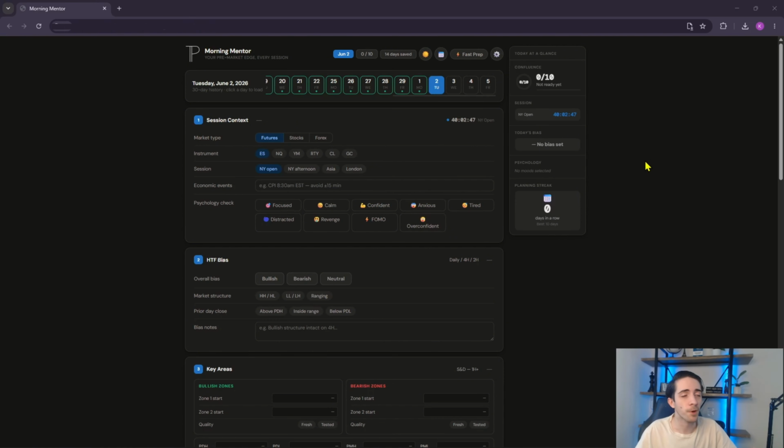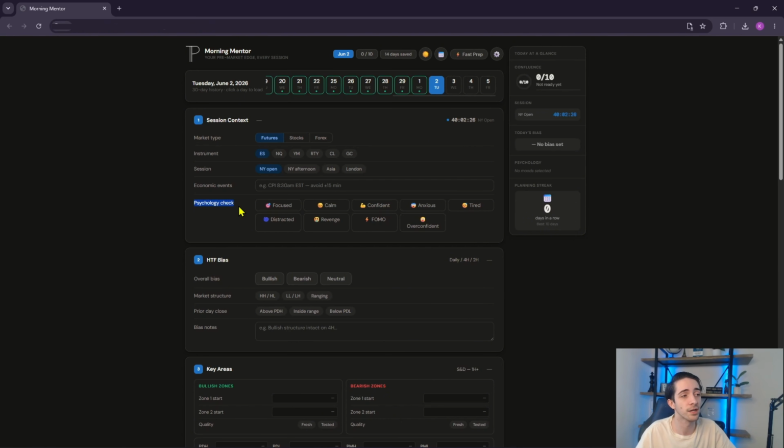The first part we're going to look at is our session context. Market type: are you trading futures, stocks, or Forex? The instrument you're looking to trade. The session you're looking to trade: New York Open, afternoon, Asia, or London. Economic events: do we have any economic events coming up? This reminds you to take a look.